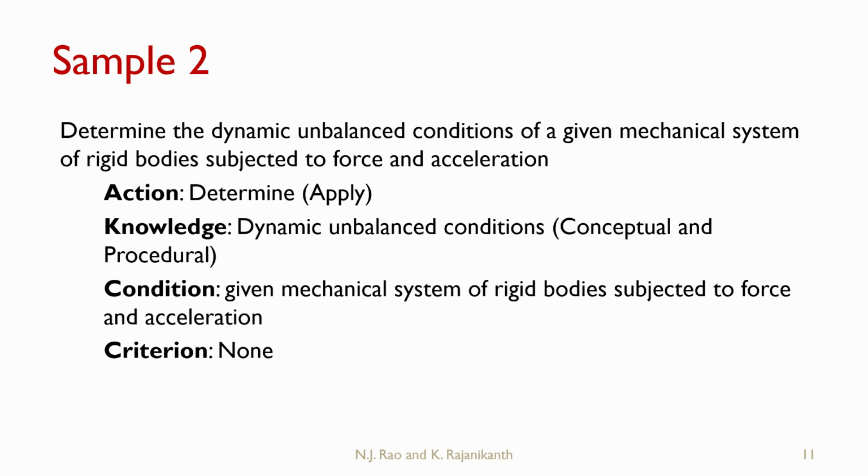The condition is that the mechanical system is the given mechanical system: a given mechanical system of rigid bodies subjected to force and acceleration. So, that specifies a condition. There are no specific criteria mentioned. Obviously, the determination must be correct, but beyond that there are no specific criteria mentioned for specifying the acceptability levels of the performance. So, we have action, knowledge and condition, but no criteria.